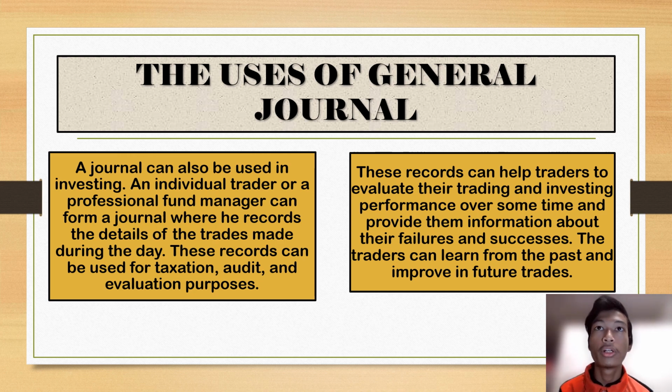The uses of General Journal. A journal can also be used in investing. An individual trader or a professional fund manager can form a journal where he records the details of the trades made during the day. This record can be used for taxation, audit and evaluation purposes. Second, this record can help traders to evaluate their trading and investing performance over some time and provide information about their failures and transactions. The traders can learn from the past and improve in future trades for their investment.